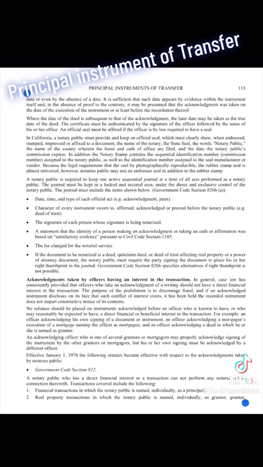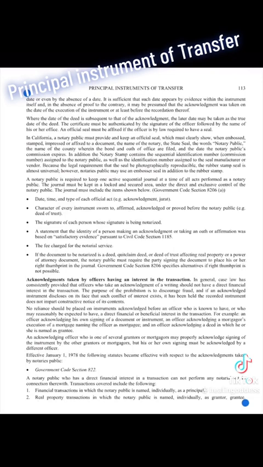A notary public is required to keep one active sequential journal at a time of all acts performed as a notary public. The journal must be kept in a locked and secured area under the direct and exclusive control of the notary public. The journal must include the items shown below. Government Code Section 8206: date, time, and type of each official act, e.g. acknowledgement, jurat; character of every instrument sworn to, affirmed, acknowledged, or approved before the notary public, e.g. deed of trust; the signature of each person whose signature is being notarized; a statement that the identity of a person making an acknowledgement or taking an oath or affirmation was based on satisfactory evidence pursuant to Civil Code Section 1185; the fee charged for the notarial service.